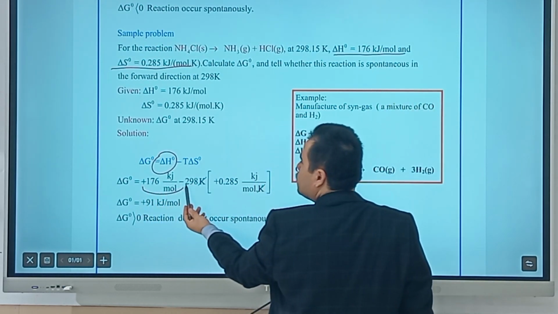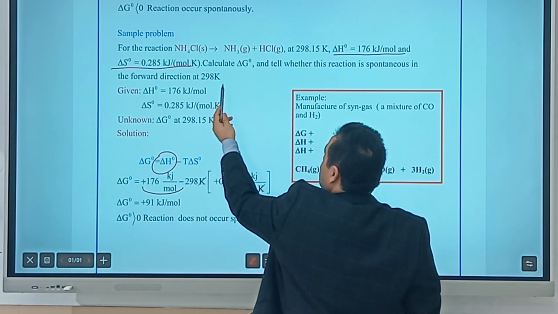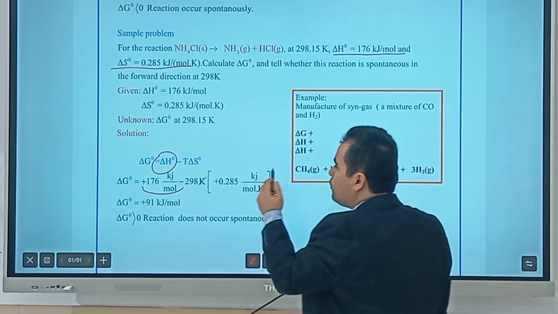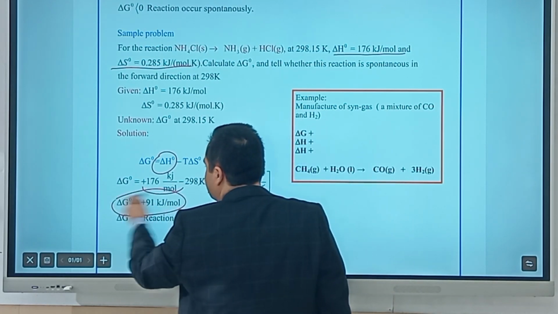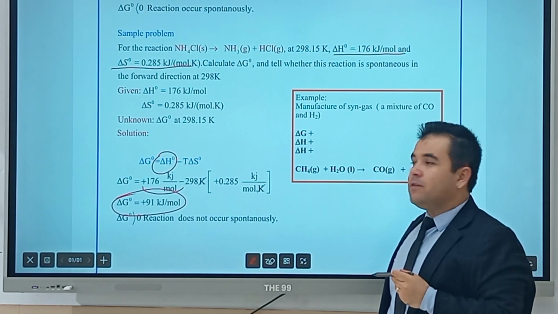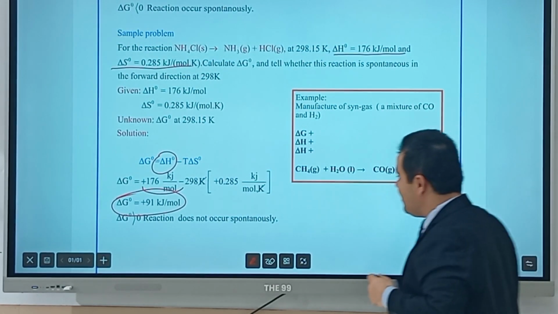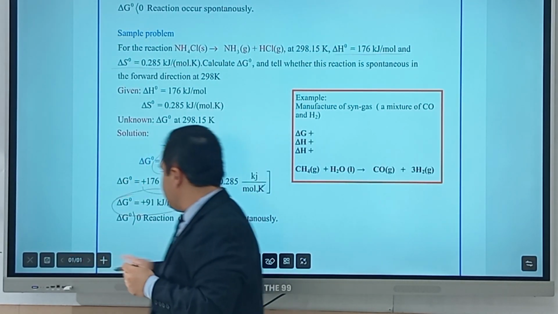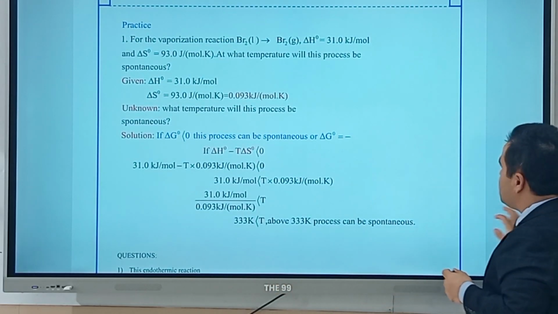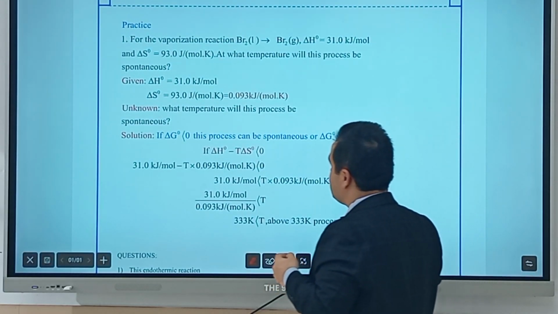176 minus 298, which is the temperature of the reaction, and multiply by 0.285, results in what? Positive delta G. So delta G here is positive, that means this reaction is non-spontaneous. This reaction is non-spontaneous. The practice, guys, this was a ministerial exam question as well.